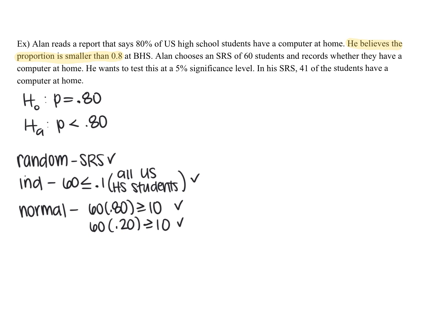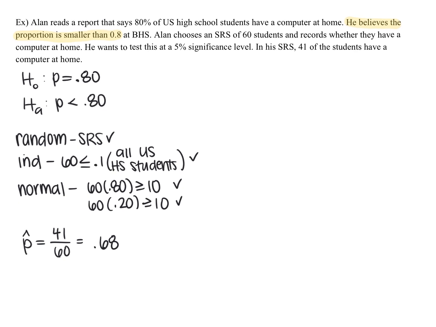Okay. Next, I want to go ahead and identify my p hat. We know that 41 out of the 60 students say they have a computer at home, which is going to give us 0.68 and then 3 repeating. So we're going to have 0.68. So next I'm going to use that to calculate my z-score.